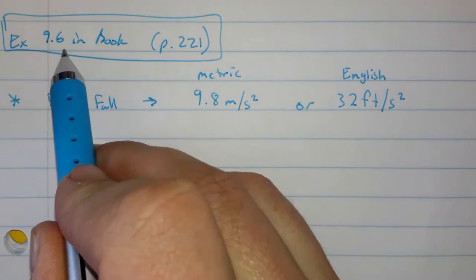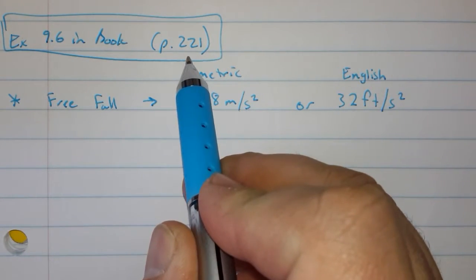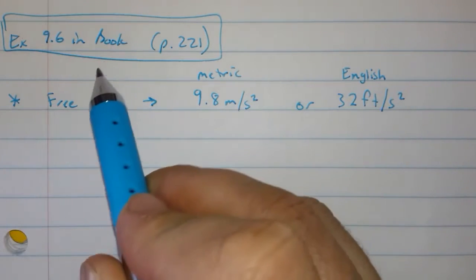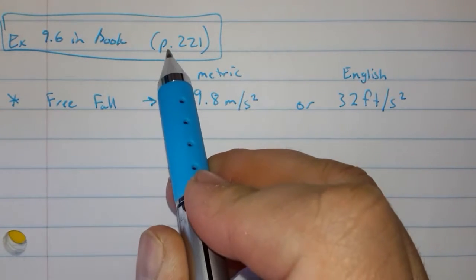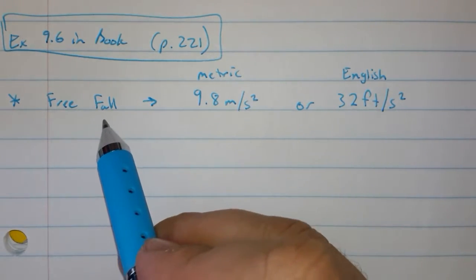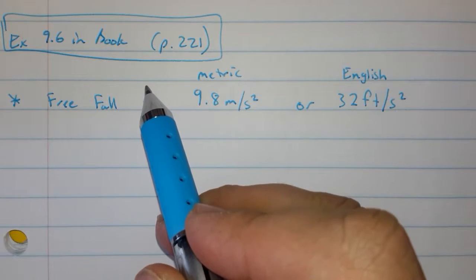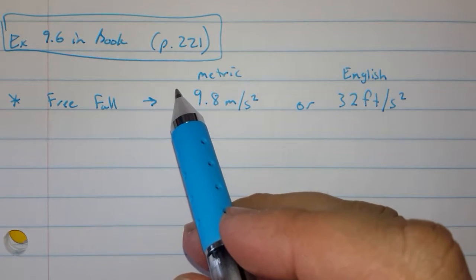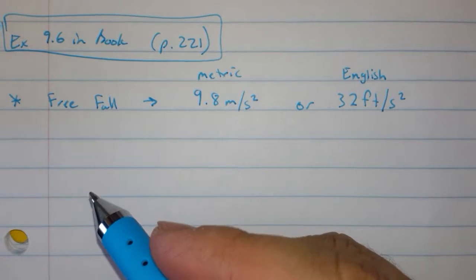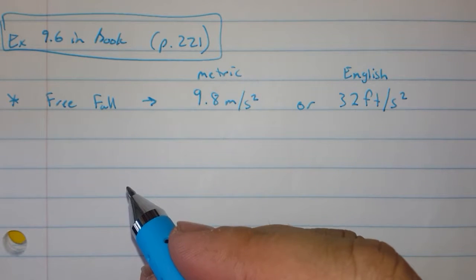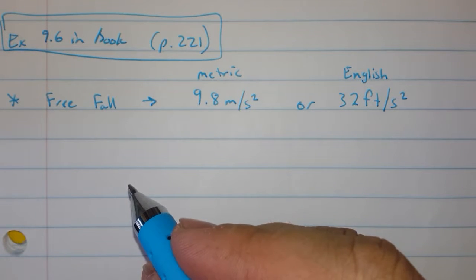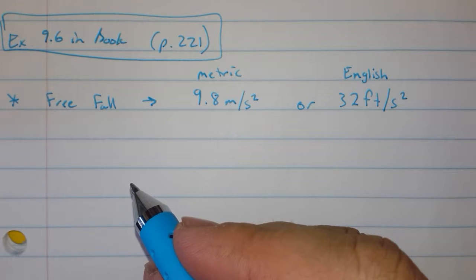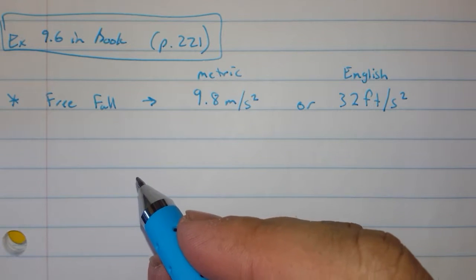This is example 9.6 in the book on page 221, and maybe I'll make up another problem to do as well, but we'll have to make two different videos out of it because this is going to be pretty long. A young woman is standing on a bridge overlooking a river. If she drops a rock from the bridge and it takes 1.2 seconds for it to hit the river, how many meters did the rock fall?